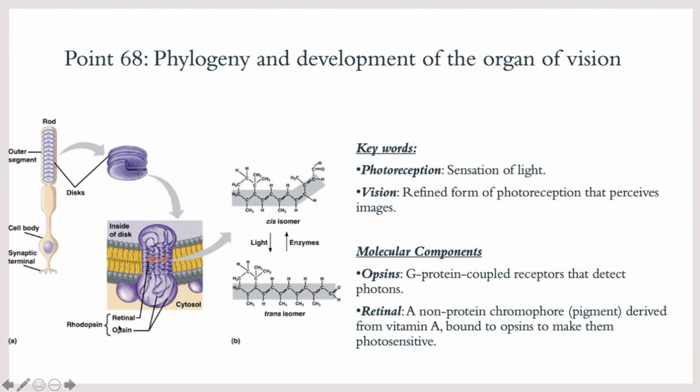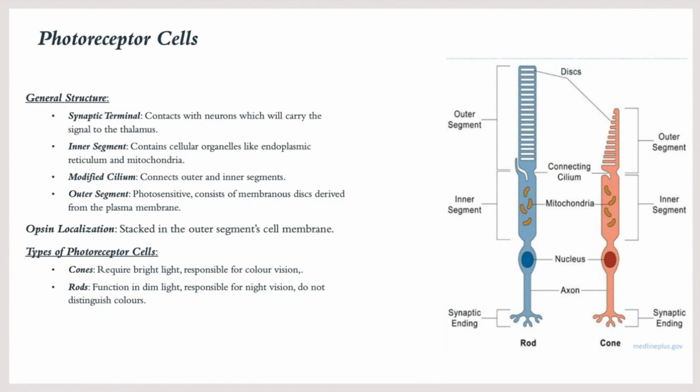Now, the retinal and the opsins, when they are together, we have rhodopsin. Okay, we have this structure called rhodopsin, and we're going to talk about rhodopsin again in a little bit. But moving on now to photoreceptor cells. And this is important for you to know. We have 2 photoreceptor cells. We have the rods and we have cones.